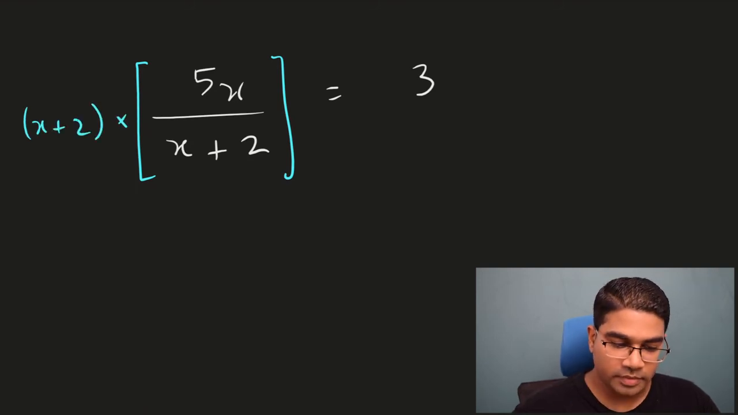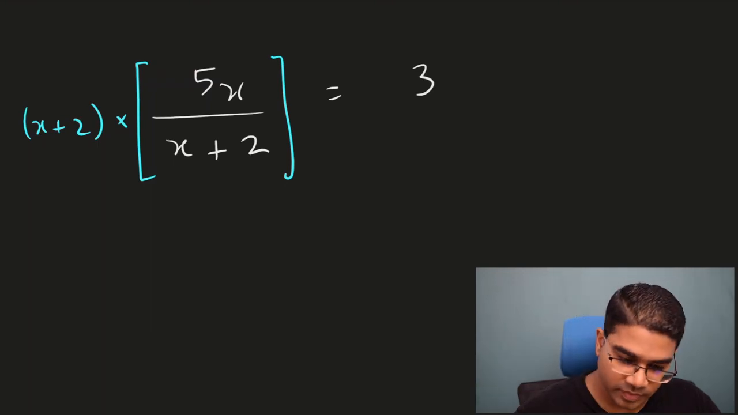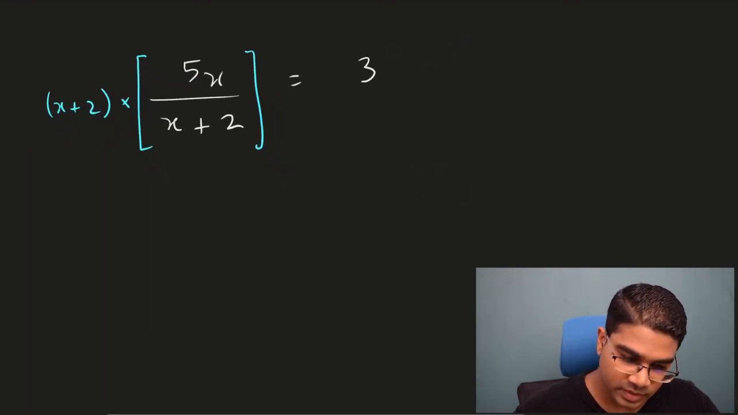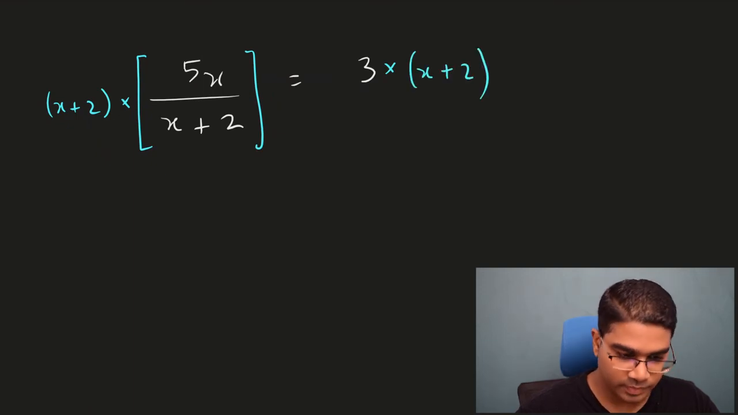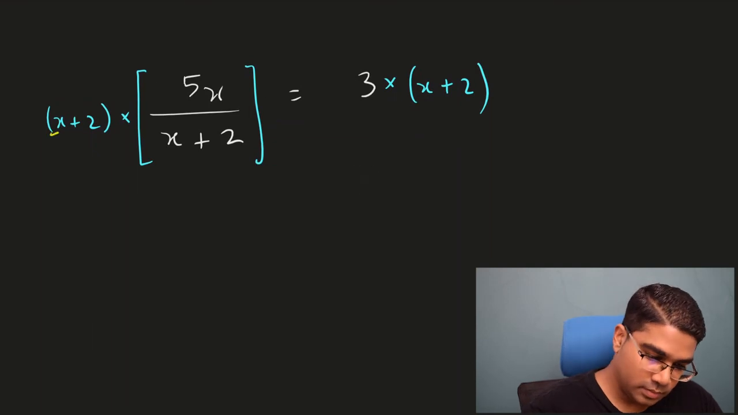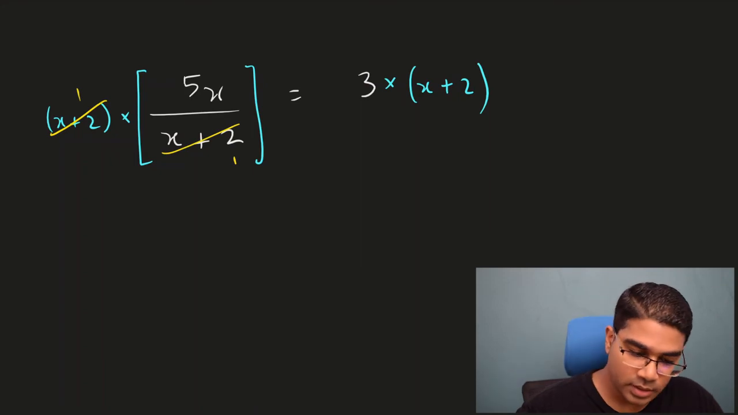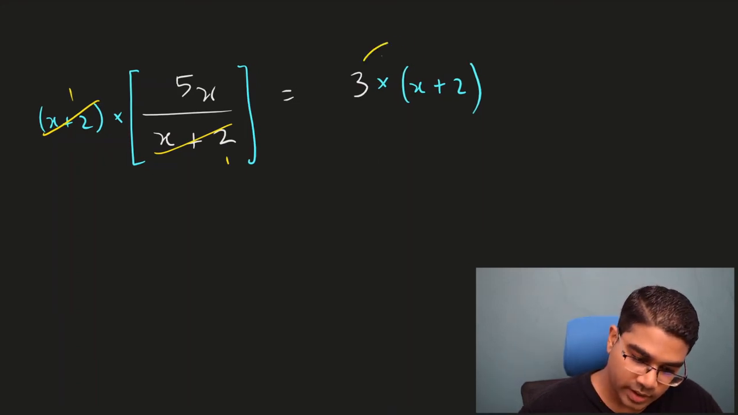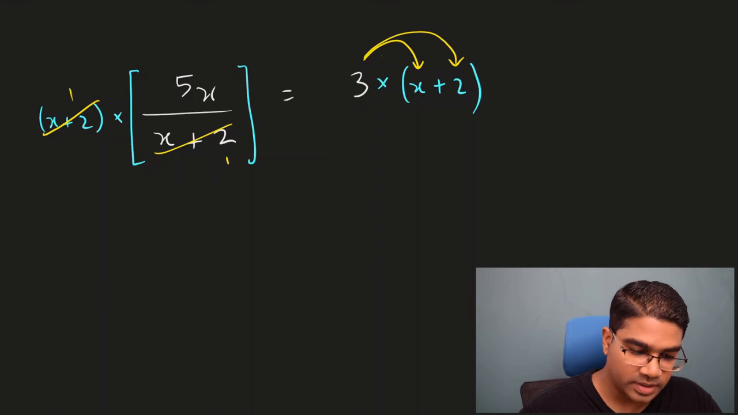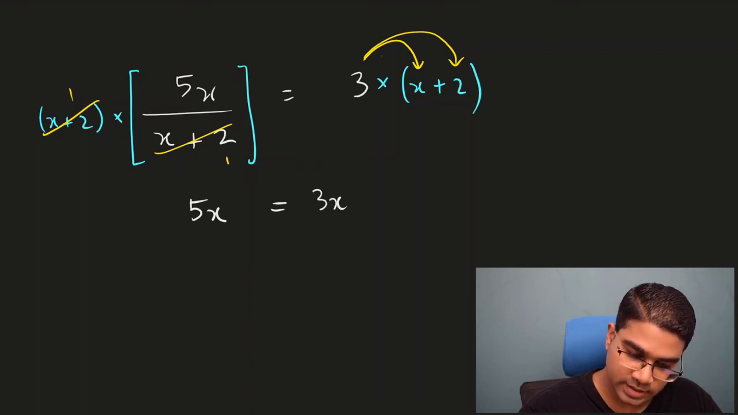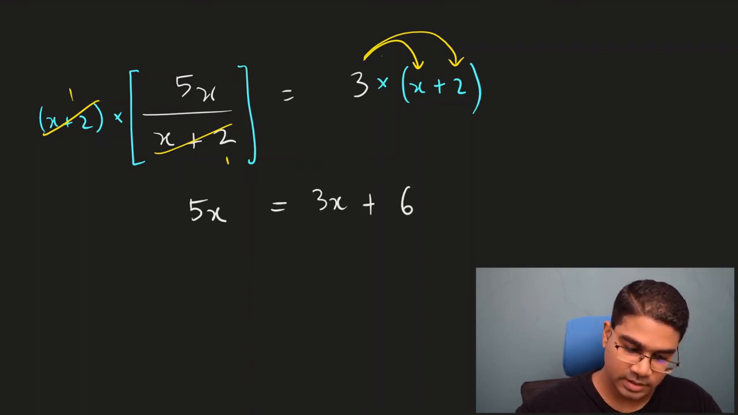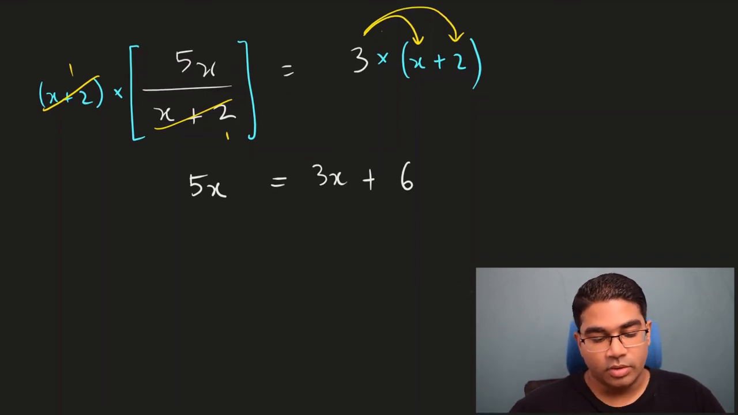And then whatever we do on one side, we have to do on the other as well. So we perform the same operation on the other side. So this will be times x plus 2. So again, this is eliminated. We have successfully eliminated the denominator. And on the right side, this is a bracket, so multiply each term inside the bracket. So what we have is 5x is equals to 3x plus 6.